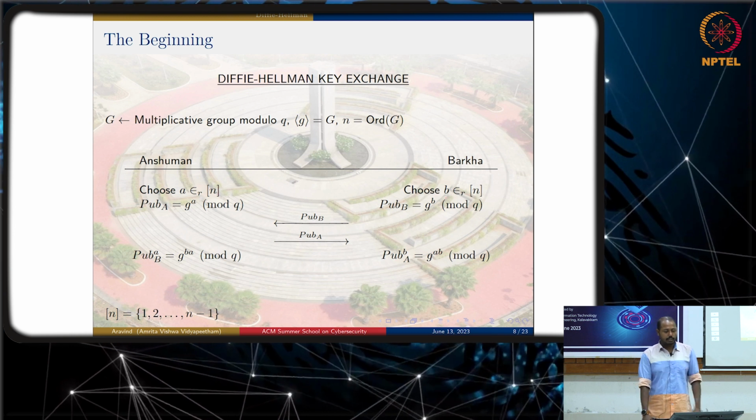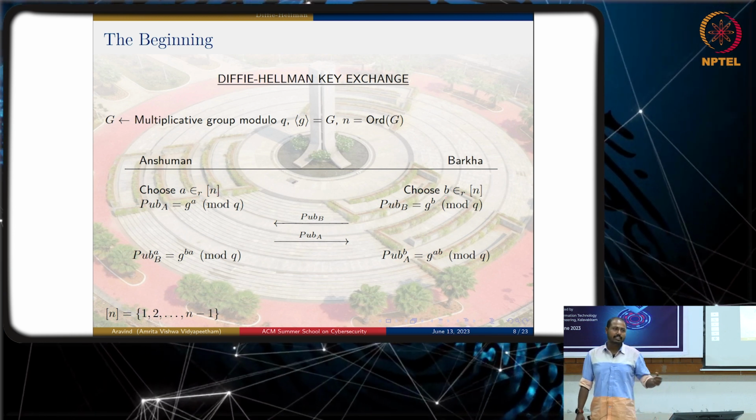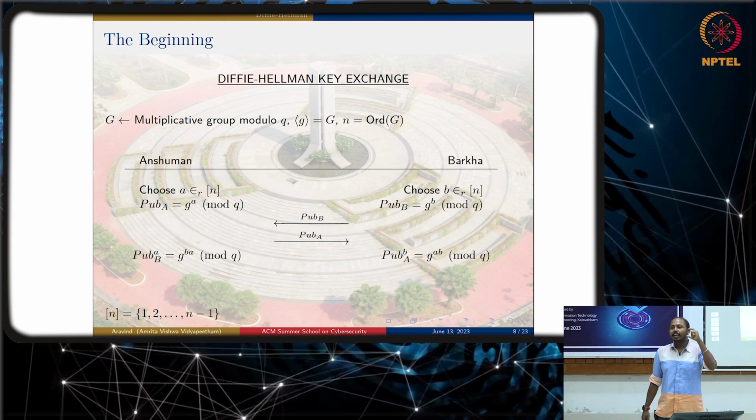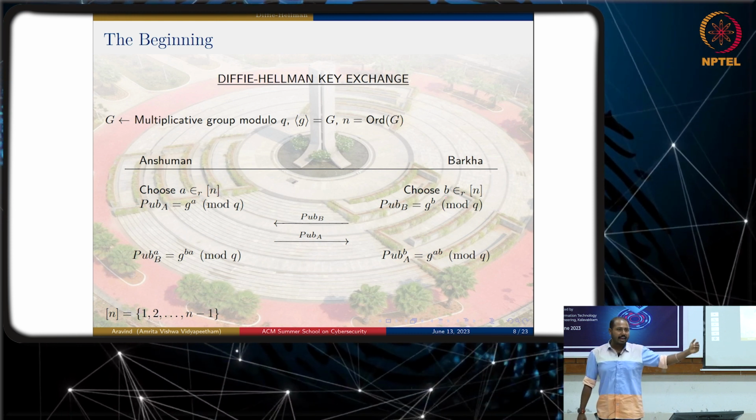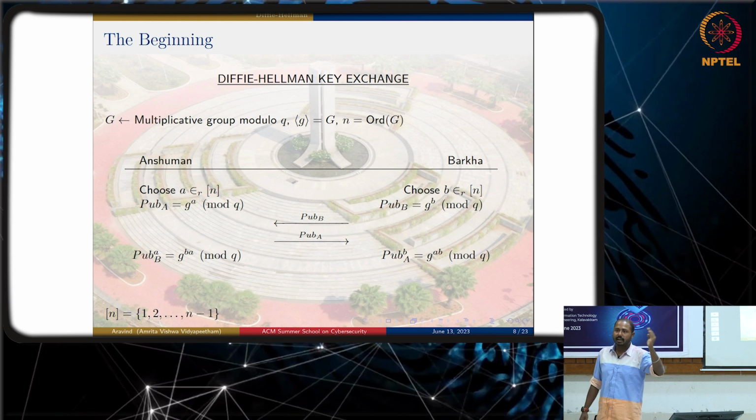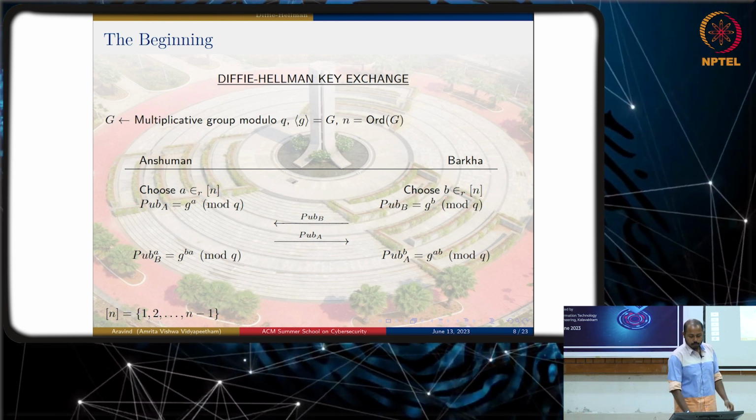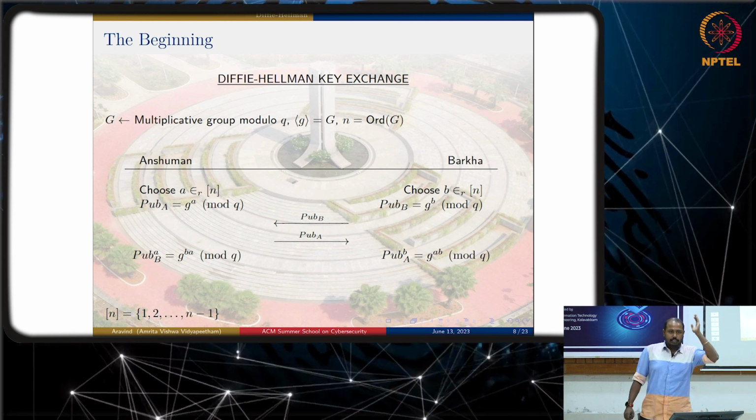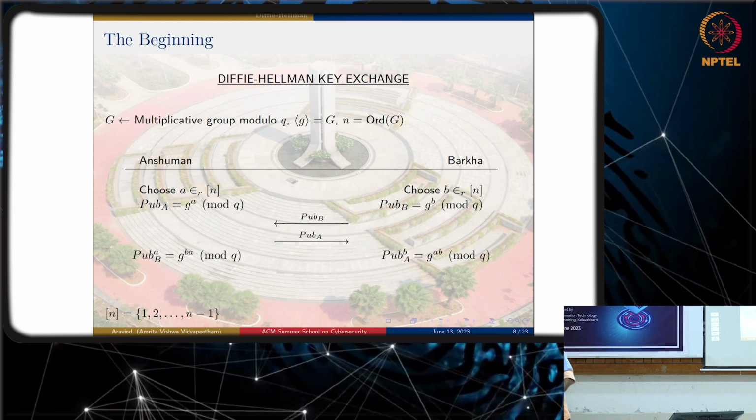So Anshuman will be choosing a randomly from 1, 2, 3, etc. up to n minus 1, and he will be taking g power a modulo q. The a value which he chose remains his secret key, whereas the g power a value is the public information. So that is the public and private key here. And he will be sending g power a mod q, which is the public key of A, to Barkha. Simultaneously, Barkha will be doing the same thing on the other side.